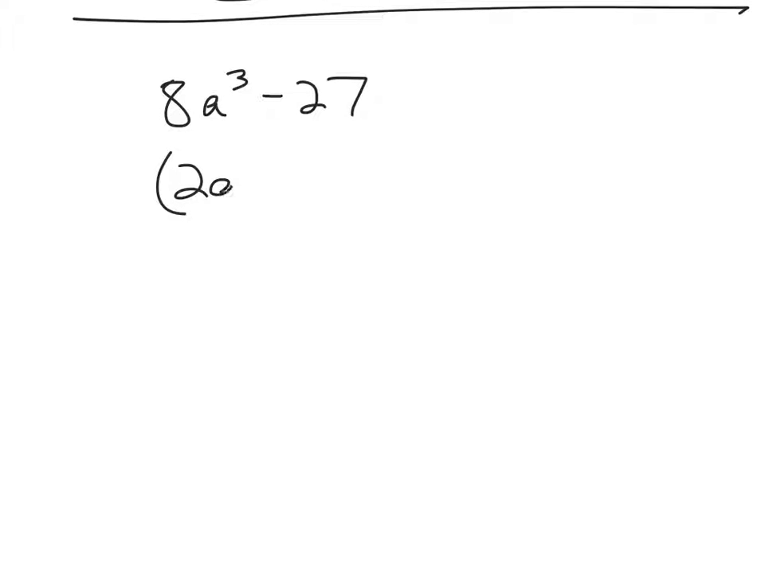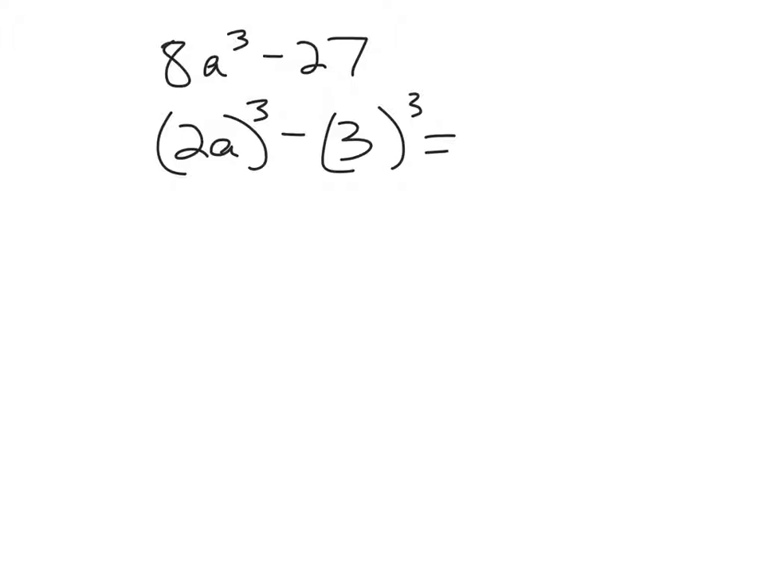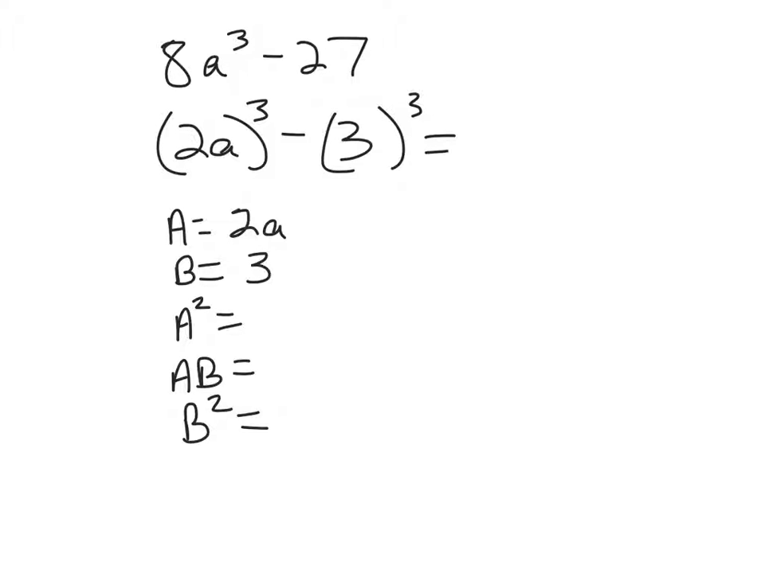So this would be 2a cubed minus 3 cubed. And that's how I encourage you always to start, is to write it as something cubed and something cubed. And once we get that done, remember the 5 things we need are a, b, a squared, ab, and b squared. Well, our a and b are determined for us now. They're 2a and 3. Those are the things that are being cubed.